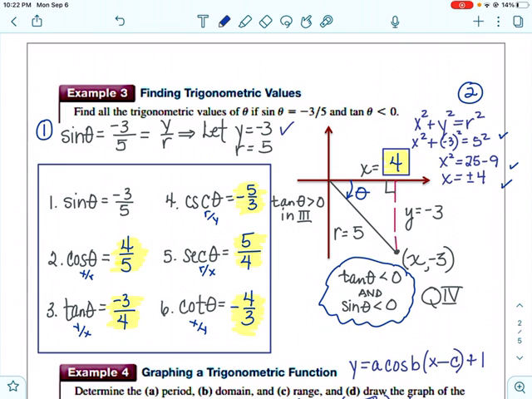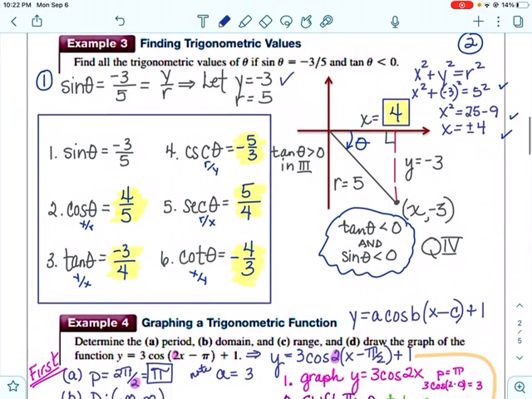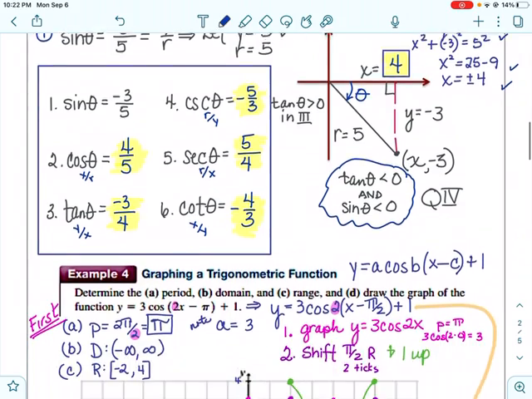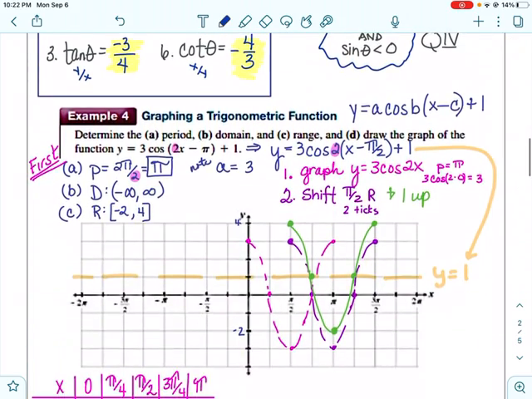I'm going to move on to the next one, which is a graphing one. I'll probably stop there and then pick up to do the remaining problems on the second video. So if you look at this, we're graphing a trigonometric function.